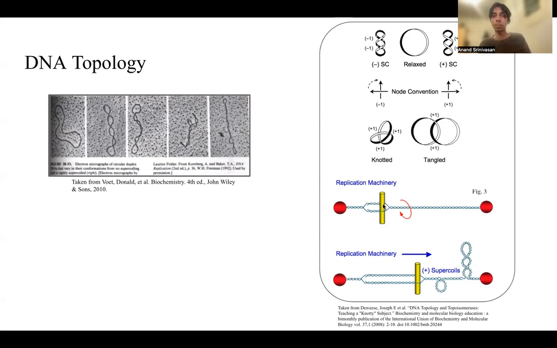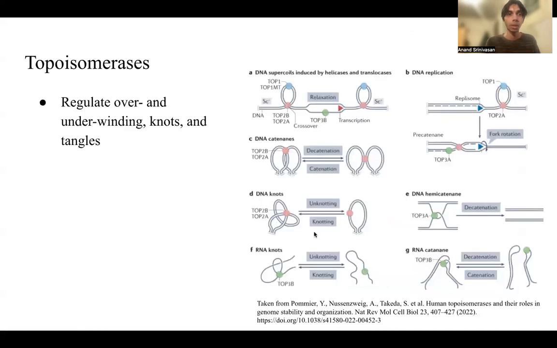One of the major reasons for this is because during replication, when enzymes like helicase pull apart these two strands of DNA, this causes a lot of tension ahead of the replication fork. And so this results in some positive supercoiling. So there exists this whole class of enzymes called topoisomerases, which are basically meant to regulate this over and underwinding and sort of get rid of knots or tangles that might occur during these processes. Here are some examples, but I won't get into them.